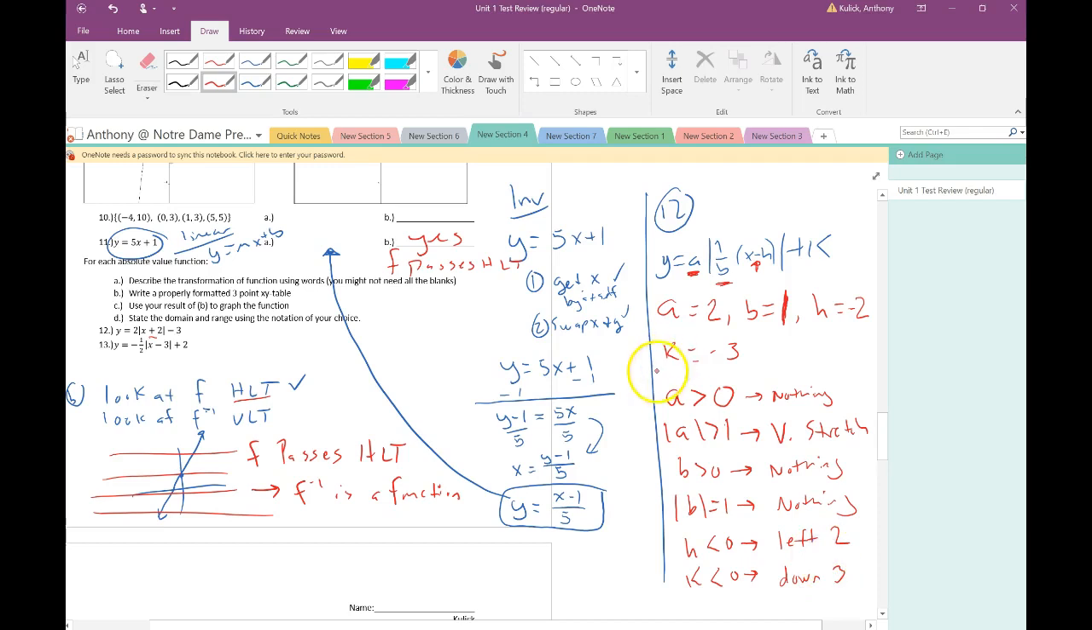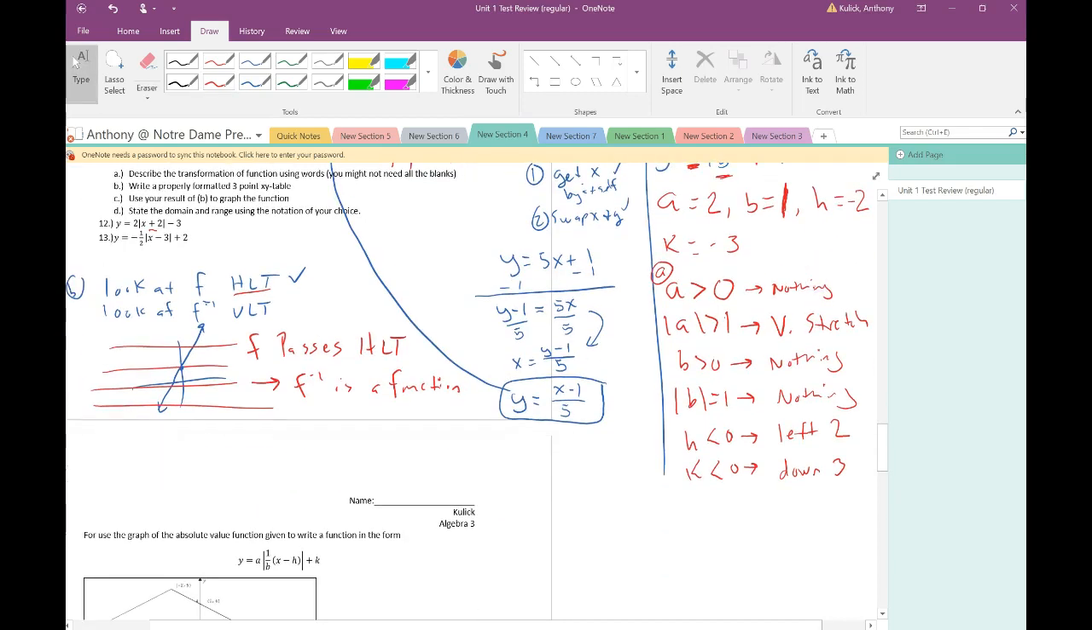So that's part A and how you would do it. So the answer is just like writing down vertical stretch, left 2, down 3 would be enough. Okay? I just included how I got those results.